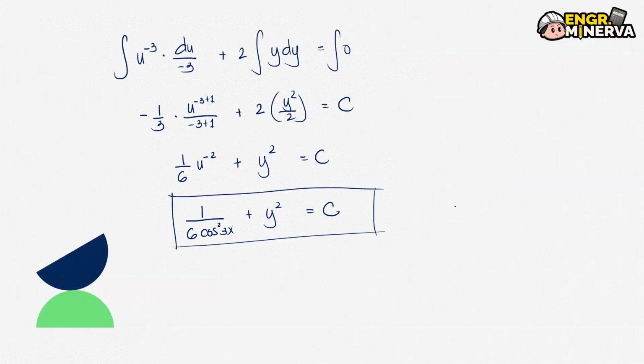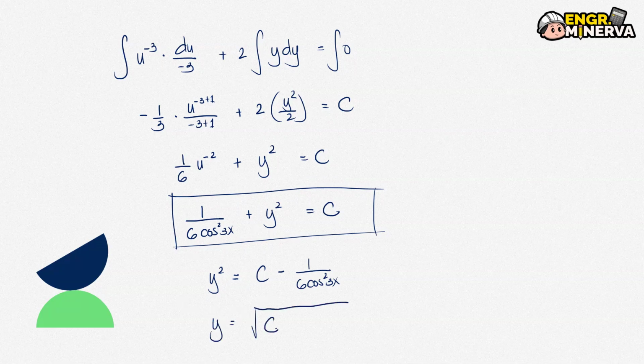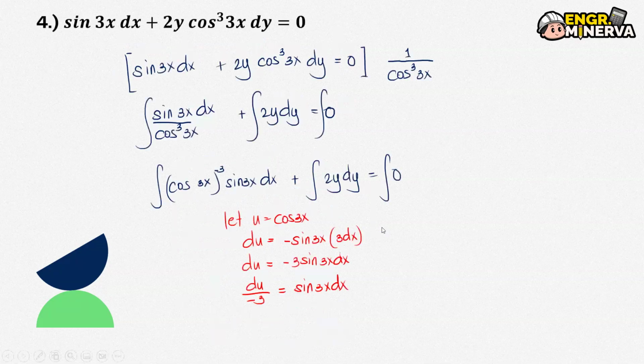But again, if you want to extract the explicit solution for this, this would be y squared equals c minus 1/6 cosine squared 3x. And eventually that would be y equals square root of c minus 1/6 cosine squared 3x. So again, this is the explicit solution for number 4.